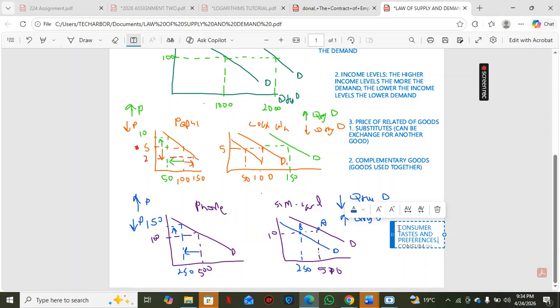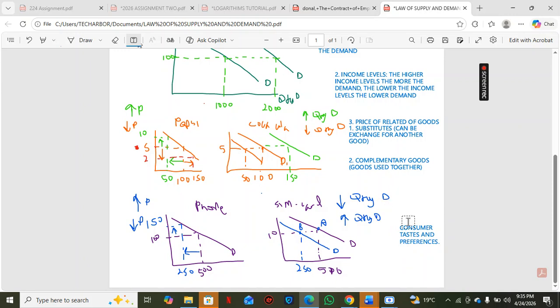The same with DVDs and VCDs. There's now streaming. People will prefer streaming rather than going to the shop, buying a CD for a movie, and coming back. No, you can do all of this online. There's Netflix. So consumer tastes and preferences is another factor that affects demand.